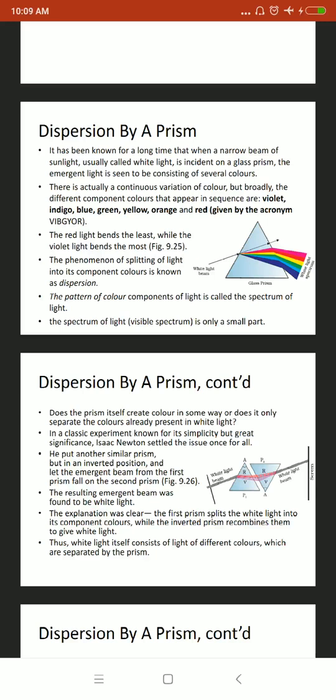So it was clear that the prism just splits the white color into a number of colors, and the inverted prism combines all the colors and generates white light back. So the prism won't generate a number of colors, it just separates the light into a number of colors from the white light, and if the prism is inverted, then it can take the different colors and combine them into white light. So this white light consists of different colors which can be separated by the prism.